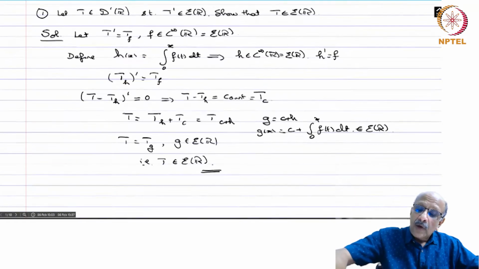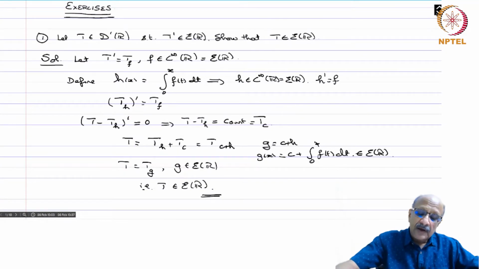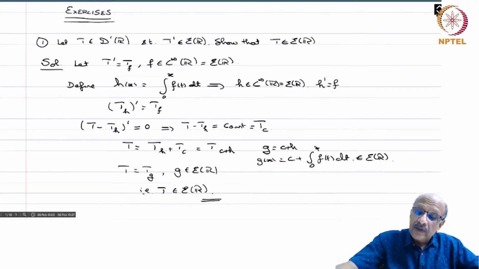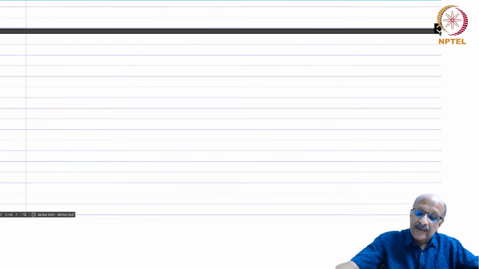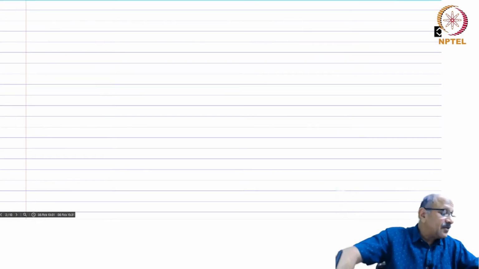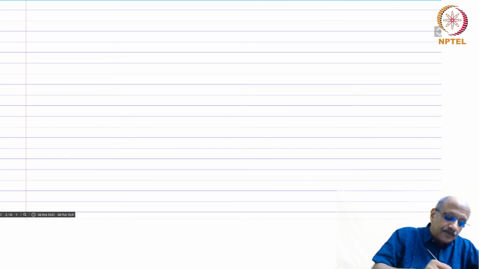So, if you have a differential equation dT by dx equals a C infinity function, then the distribution T itself will be a C infinity function. So, it will also be the classical derivative in this case. Okay. 2.